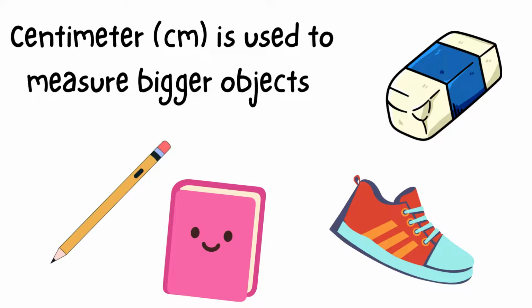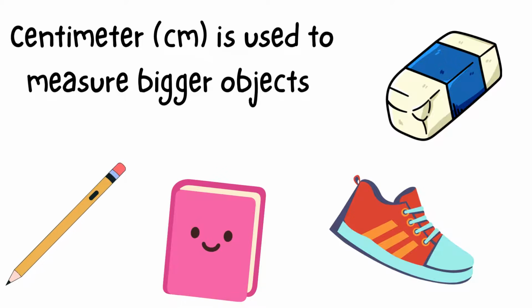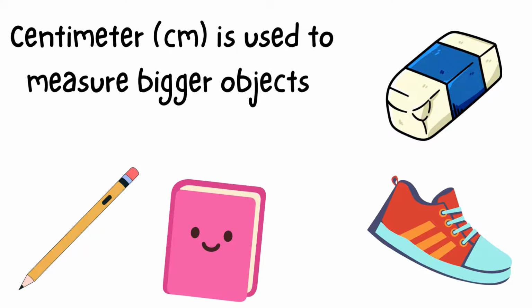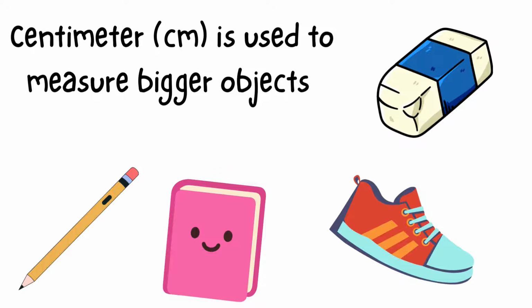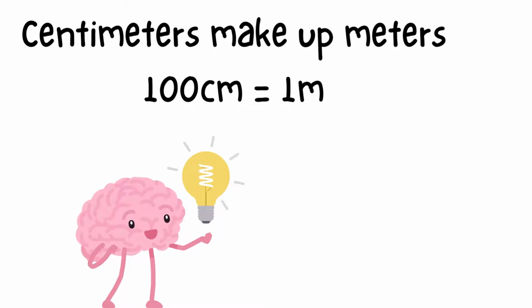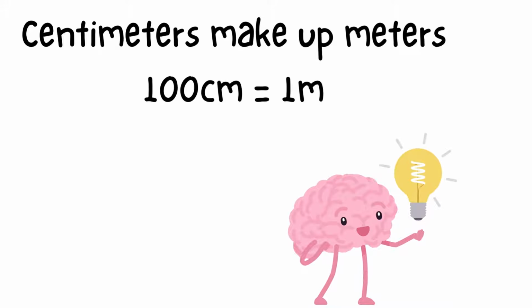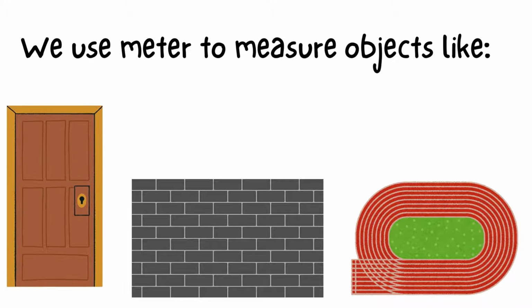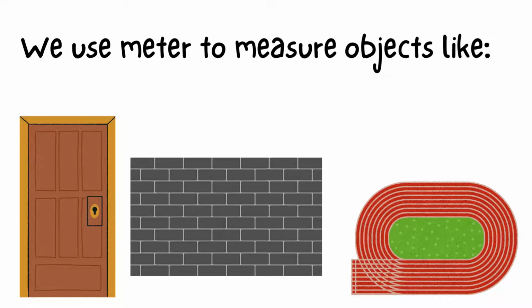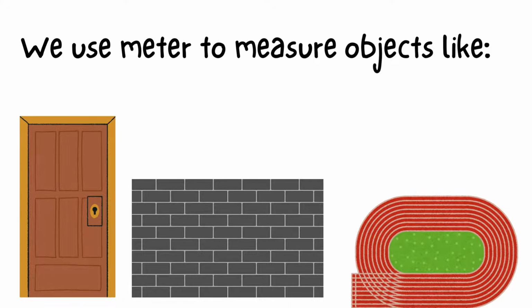Now, centimeter is used to measure bigger objects, such as pencil, book, a shoe, or an eraser, and other objects too. Did you know that centimeters make up meters? Yes, 100 centimeter is equal to 1 meter. We use meter to measure objects like a door, a wall, or a track or a playground. Have you ever ran a 100-meter race? Awesome! Now you know that the play field or the track is measured in meters.